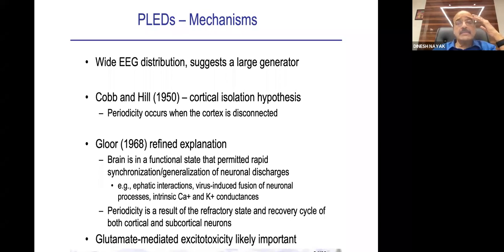And the cortex is isolated from the subcortex. Then various mechanisms are there: epileptic transmission, neuronal excitotoxicity, and so on. But whatever it is, basically there is an acute disconnection between the cortex and the subcortex, and a cortical hyperexcitability because of glutamate hypersensitivity, epileptic transmission, viral-induced fusion of neuronal processes. That's why in herpes simplex you get a very high incidence of PLEDs. So these are some of the mechanisms.